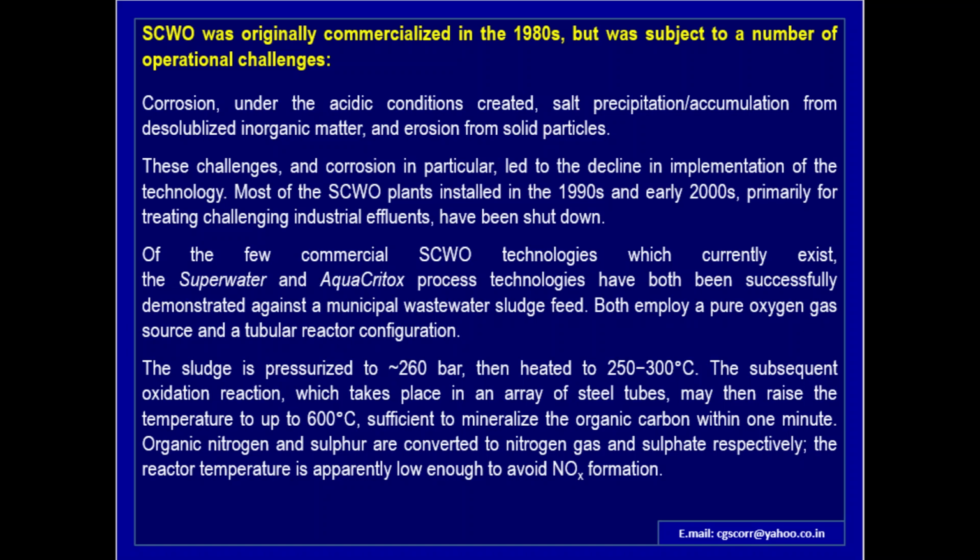Both employ a pure oxygen gas source and a tubular reactor configuration. The sludge is pressurized to approximately 260 bar pressure, then heated to 250 to 300 degrees centigrade. The subsequent oxidation reaction, which takes place in an array of steel tubes, may then raise the temperature up to 600 degrees centigrade, sufficient to mineralize the organic carbon within 1 minute. Organic nitrogen and sulfur are converted to nitrogen gas and sulfate respectively. The reactor temperature is apparently low enough to avoid oxides of nitrogen formation.